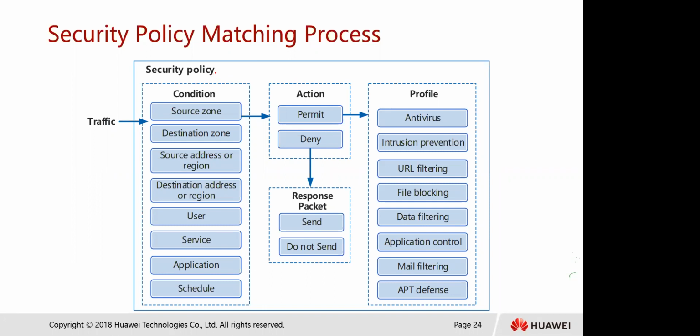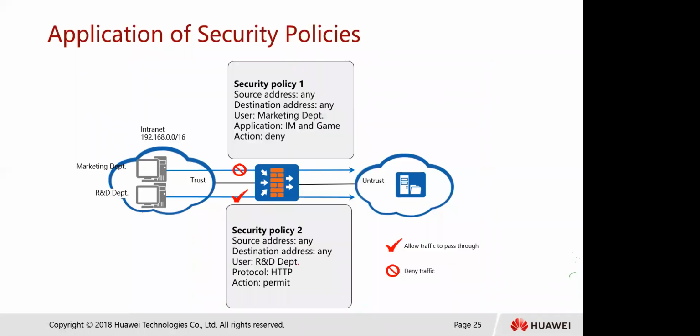If the security profile denies the traffic, of course, our firewall will go ahead and block. If all the profiles permit the traffic, then of course our firewall will go ahead and allow the traffic. So if we meet the condition, permit or deny. Response, either you go ahead and send or you don't send. So there are different profiles that you can configure, whether it's antivirus, intrusion prevention, universal resource locator filtering, file blocking, data filtering, application control, mail filtering, and so on and so forth.